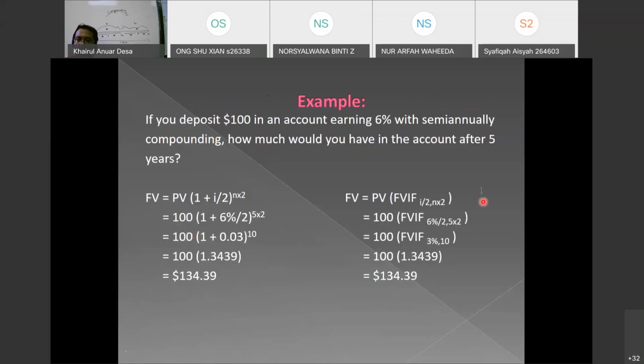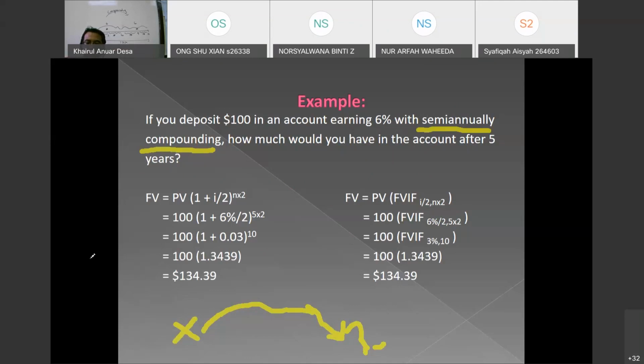Okay, this is the example from the table. If you deposit 100 in an account earning 6% semi-annual compounding, tengok elok-elok sini. This is the keyword. The big keywords here are semi-annual and compounding. It means future value, semi-annual. Future value maksudnya tarikh ke depan. Berapa amount di sini? Diberi present value here.